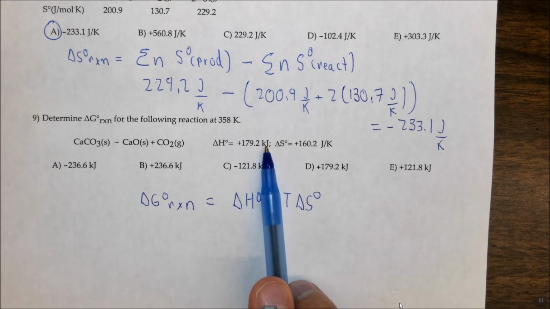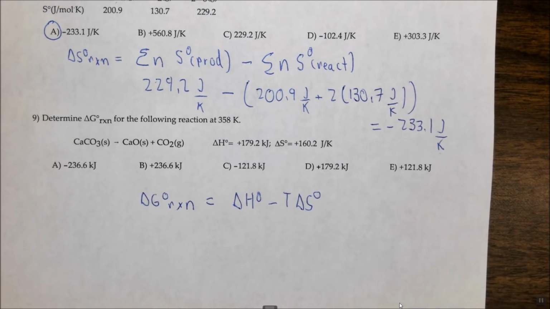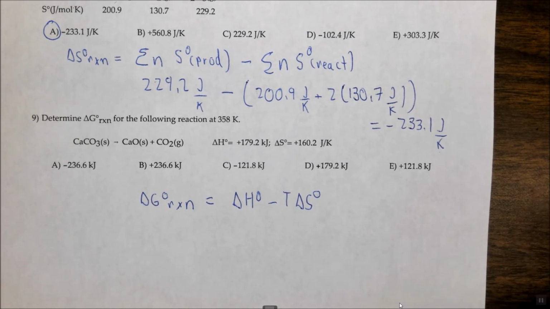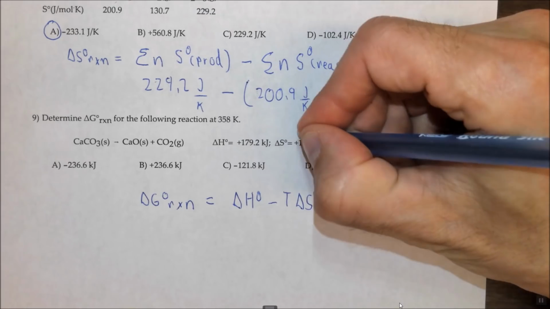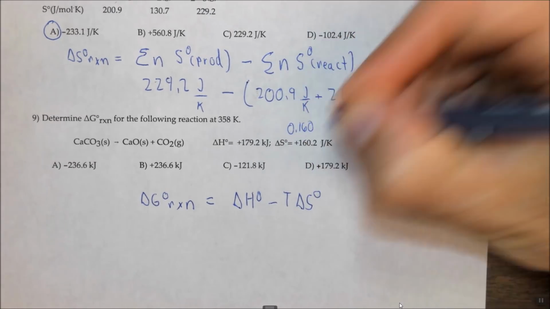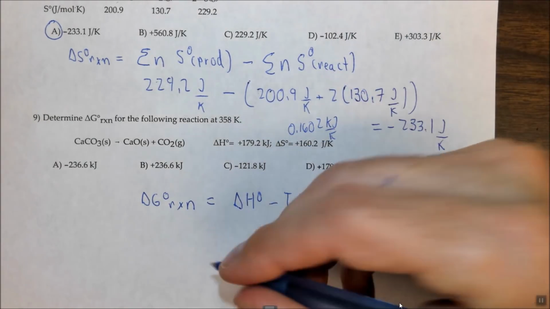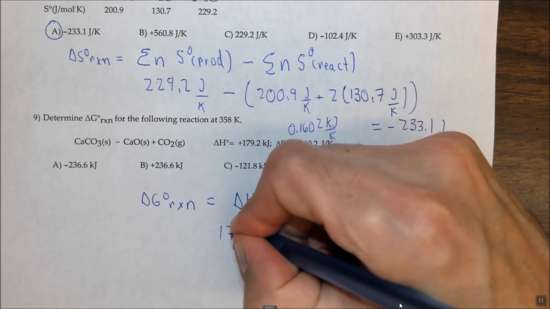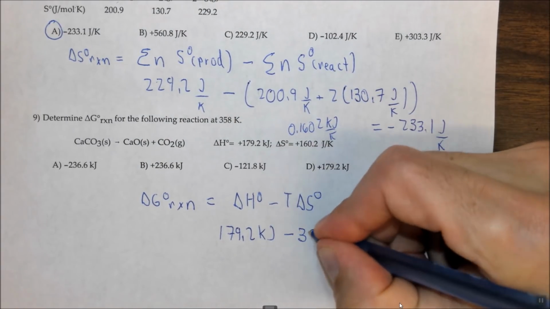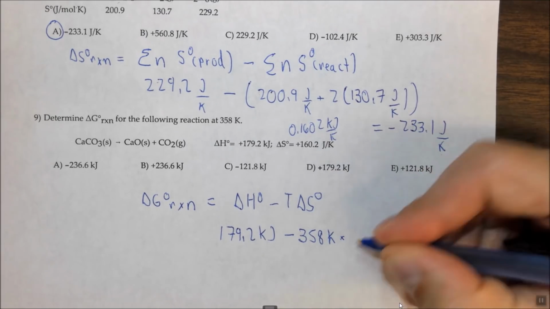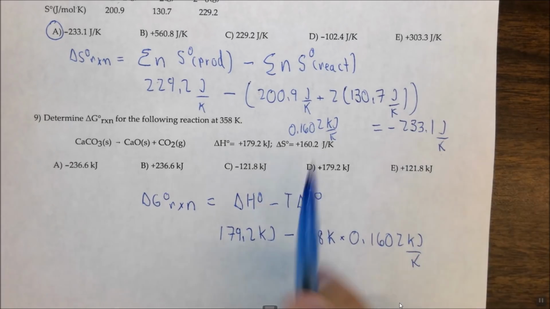Why? Because this is in kilojoules, and our answers are in kilojoules. You could convert this to joules, but then you're going to have to convert your answer back to kilojoules. It's not wrong, and it's one small extra step, but I'm going to choose to convert this to kilojoules. To do that, I want to divide it by 1,000. So instead of this, I get 0.1602 kilojoules per K. Now I simply just plug into this equation. So delta H is 179.2 kilojoules minus T, 358 K, times 0.1602 kilojoules per K, the delta S.